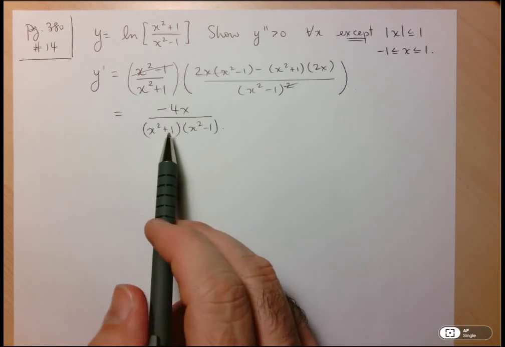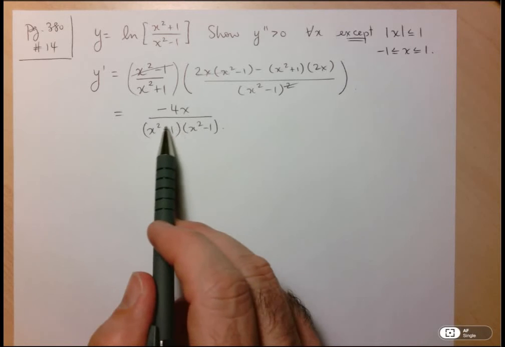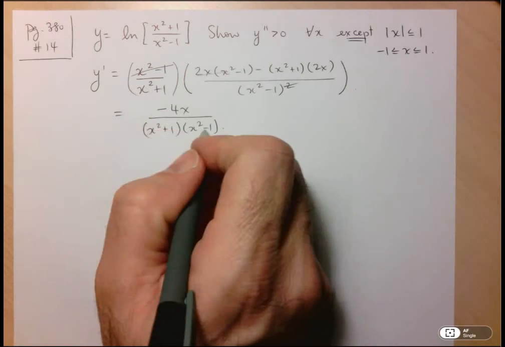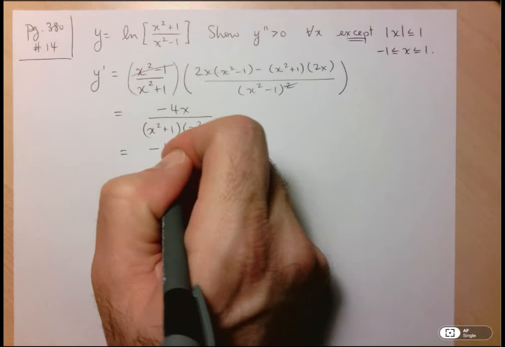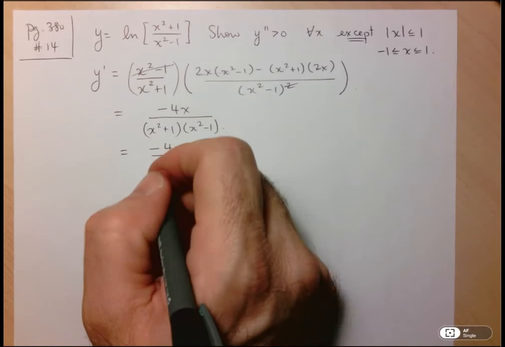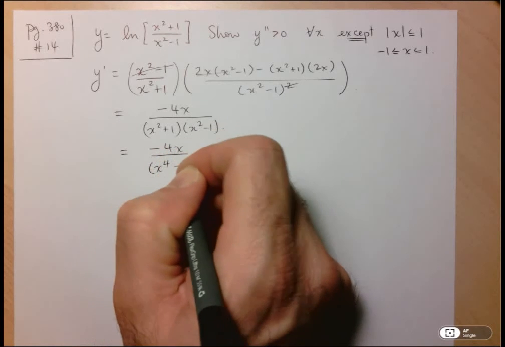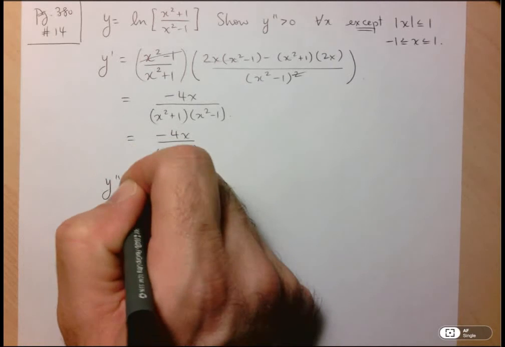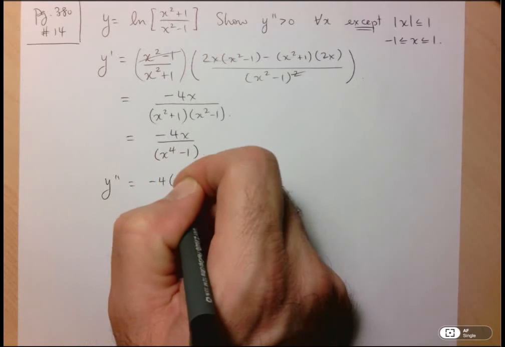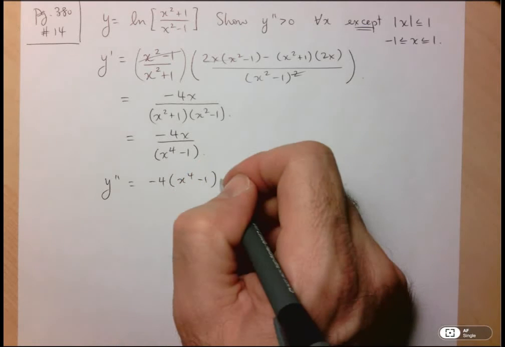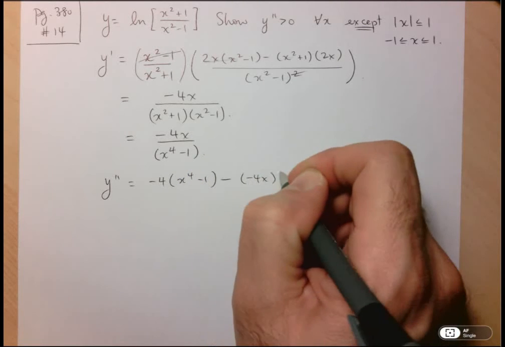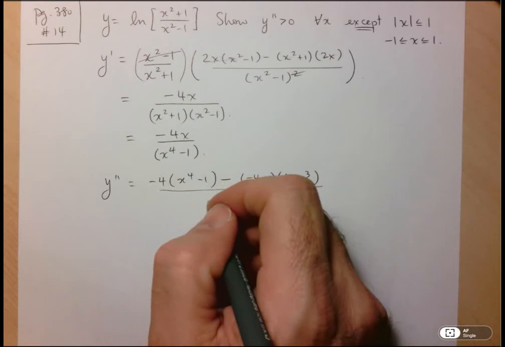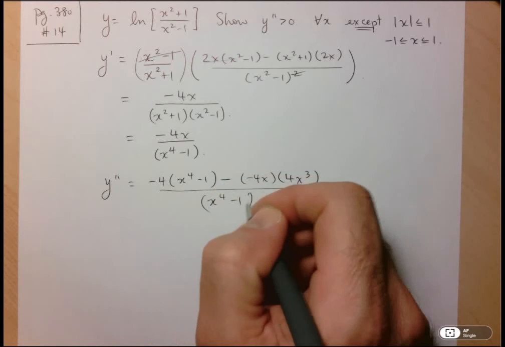Hopefully you might notice that I can simplify this here, because if I leave it as is, when I take the derivative of the denominator, I'm going to need to use the product rule. But if I just multiply this out, you hopefully recognize this as a difference of squares. So this is just going to give me x to the fourth minus 1, which makes it a little easier to deal with. So let's take the second derivative now. Derivative of the top, negative 4, times the bottom, x to the fourth minus 1, minus negative 4x times the derivative of the bottom, which is 4x cubed, all over x to the fourth minus 1 squared.